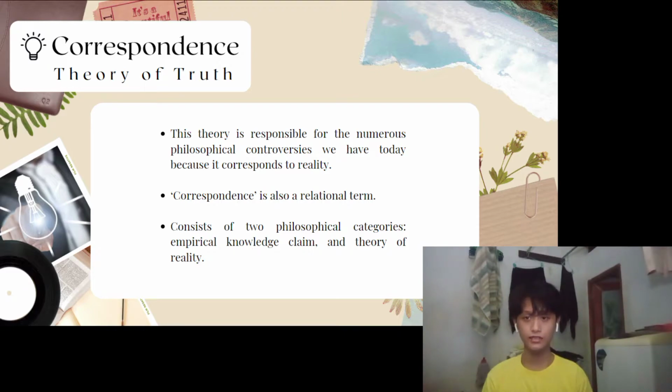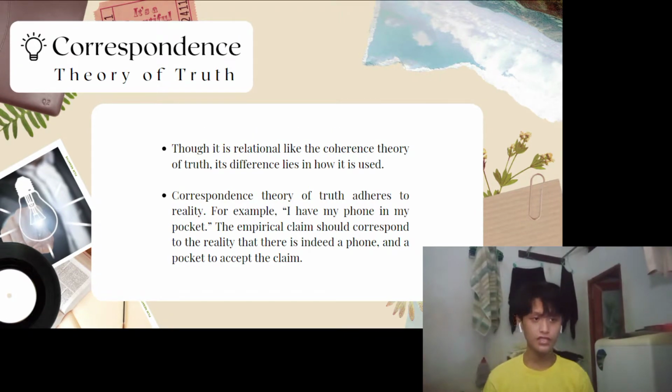Because in the correspondence theory of truth, we use this to relate claims to our everyday lives. And that is why we use empirical knowledge claims, because empirical knowledge claims are the claims that we can observe with our senses. Now, though it is relational, like the coherence theory, the difference lies in how it is used, like I have said a while ago. If you are going to use the coherence theory of truth in abstract ideas, although we can also use coherence in empirical systems, the correspondence theory of truth has a different use.